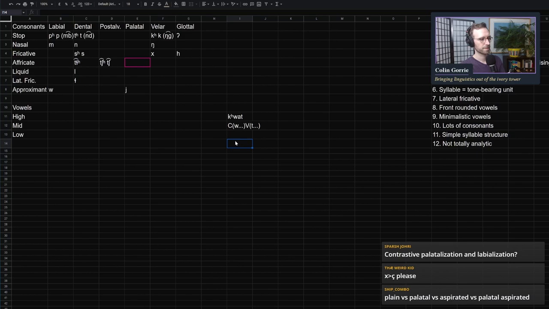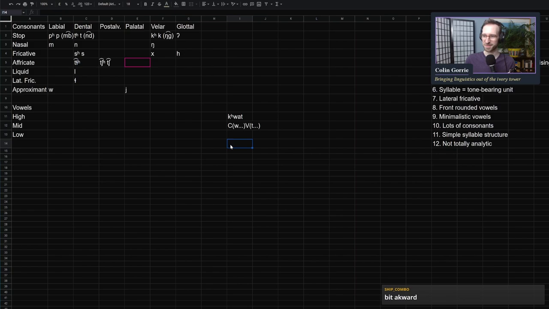Right. And then what happens if you have palatalization with w? Do you have quat, or do they coalesce into like cat or something like that? And then we're just redoing Mandarin.